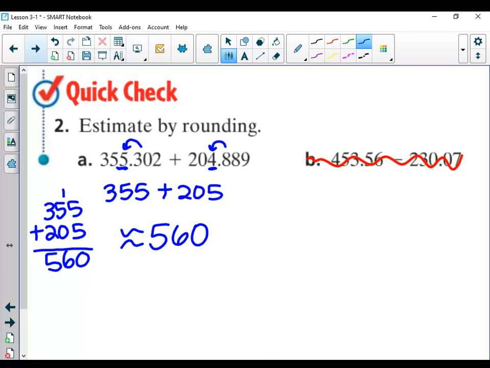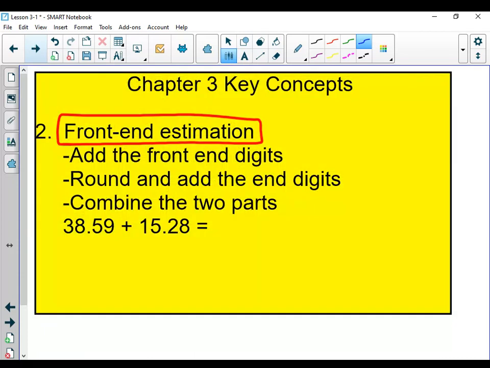So, our first strategy for estimating: pick the same place on both numbers, underline that place, round to that place, and then add or subtract. Strategy 2 is called front-end estimation. And actually, for front-end estimation, it's easier to stack the numbers.